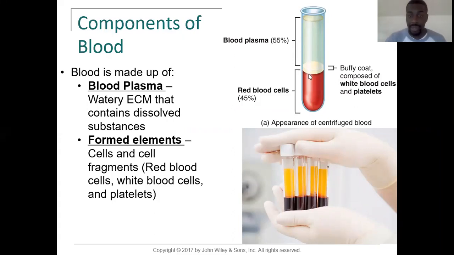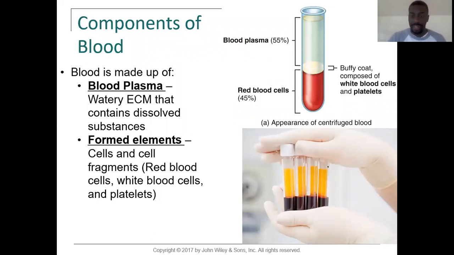Okay. So this red portion here is going to be made up of our red blood cells only. So that's going to be about 45% of your total blood volume. Okay. In between the blood plasma and the red blood cell component, there's going to be a small little layer right here in the middle, and that is called the buffy coat. And that is where we're going to find all of our white blood cells and our platelets.